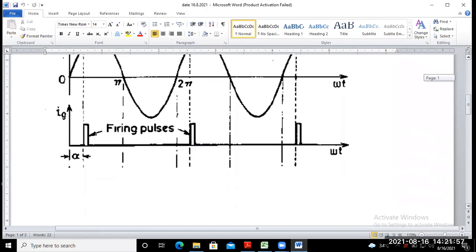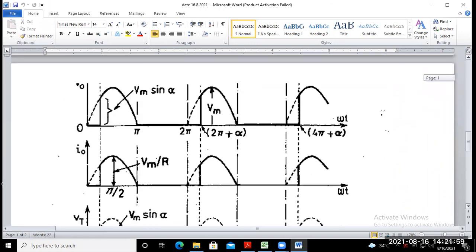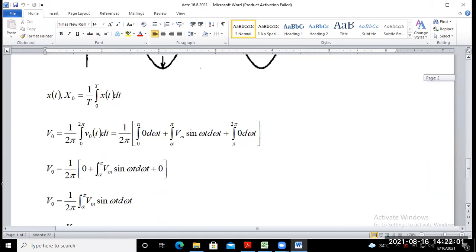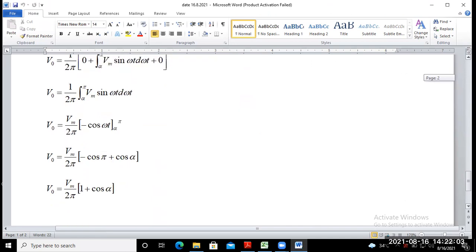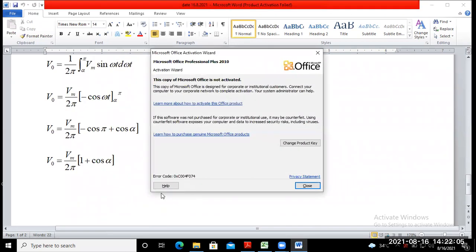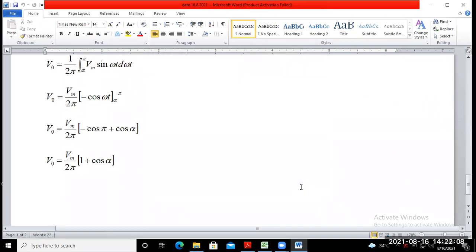Okay. So we already found the average output voltage of the single phase half wave controlled rectifier. That value is equal to Vm by 2 pi into 1 plus cos alpha. If we put alpha equal to 0, then you will get the similar result for the single phase half wave uncontrolled rectifier, that means Vm by pi. Similarly, we can find the average output current.